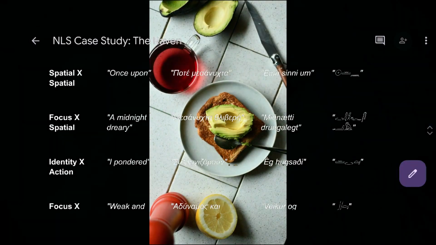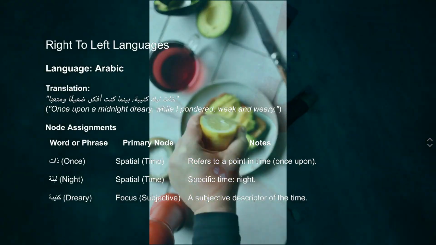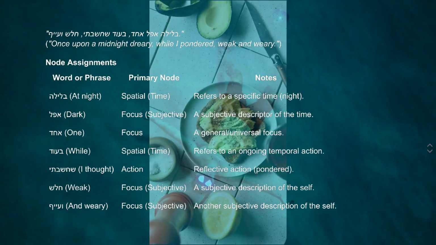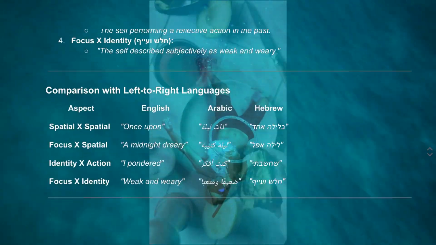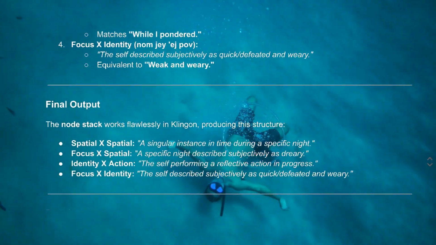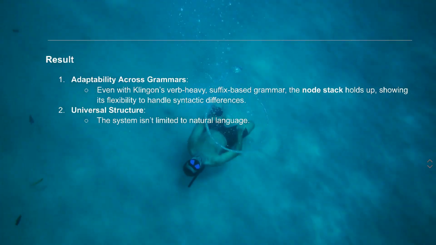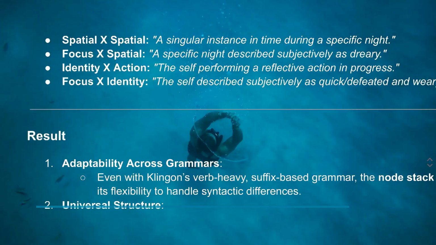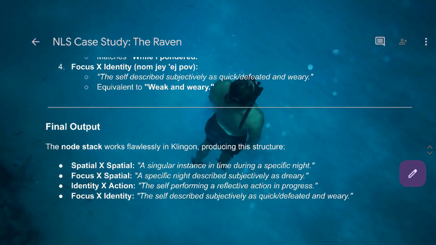The node stack for that first line was consistent across all the languages they tested. They even included invented languages like Klingon, and the results were still consistent. That's pretty mind-blowing. It really suggests that there's a deeper level of meaning embedded in language that we're only beginning to understand. And this ULS seems to be giving us a powerful tool to access that deeper level.